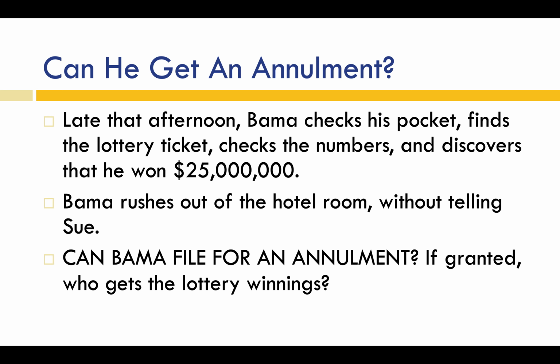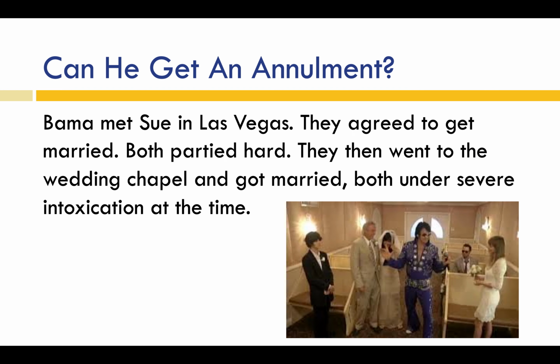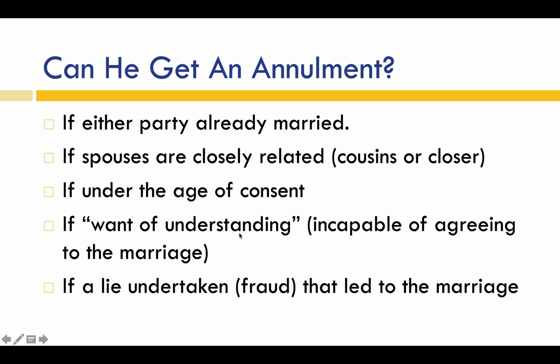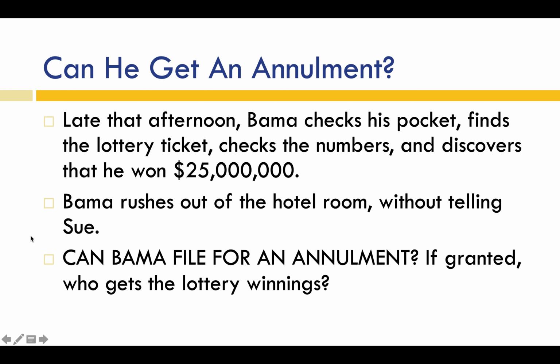Well, this actually was a legal case involving a very similar fact situation to this one in the state of Nevada. And yes, Bama can get an annulment. Why? Well, we go back. There's a want of understanding. They were incapable of agreeing to the marriage at that time, basically intoxicated. Yeah, a lot of marriages in Las Vegas actually get annulled. No surprise there. All right. And who gets the lottery winnings? Well, they weren't married. He gets the lottery winnings. Bama does. She doesn't get anything. And that case was actually decided again in the state of Nevada.